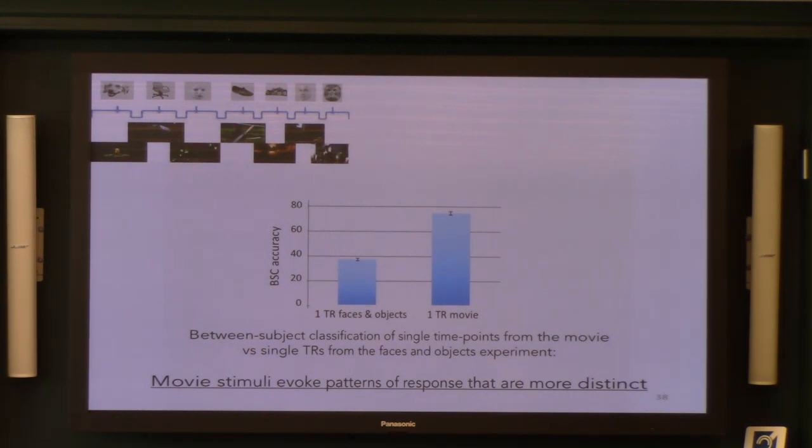Yeah, and so there's work by Chris Honey that you'll be hearing about later on, where they scramble the movies up to make them less predictable, to break up that kind of structure that affords good prediction. So that's another way of looking at it. Yeah. Okay.